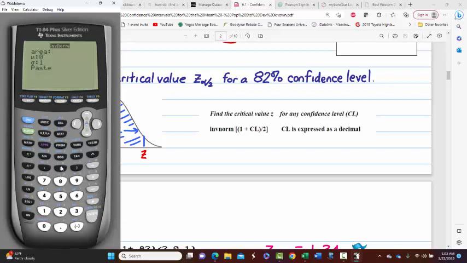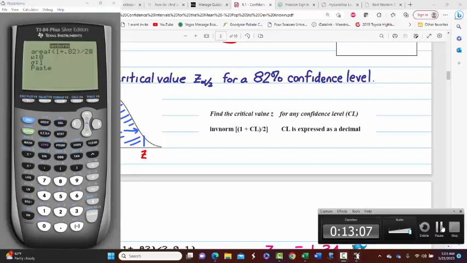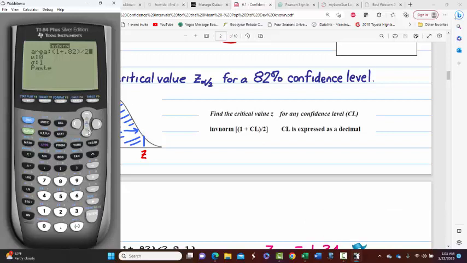So B1 plus 0.82 divided by 2. And then we have 0 and 1. Paste. Enter, and we have 1.34.